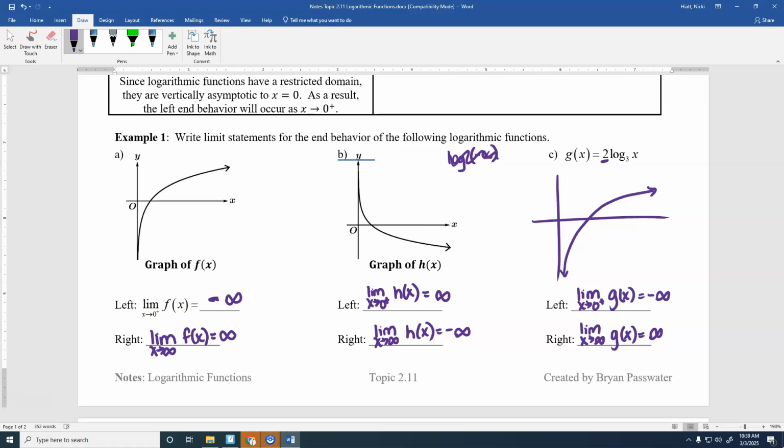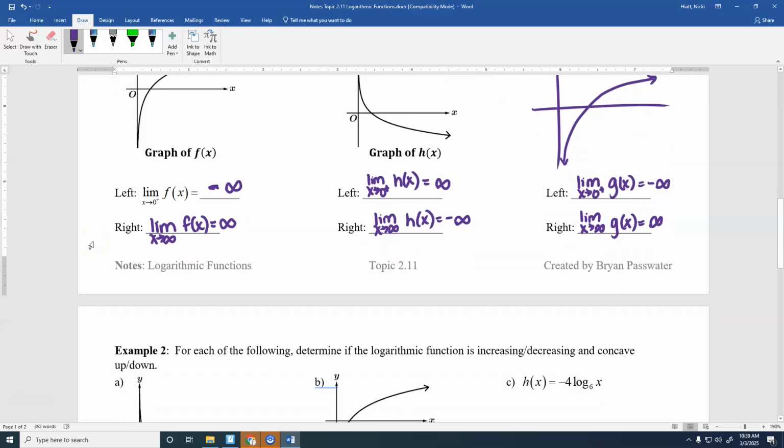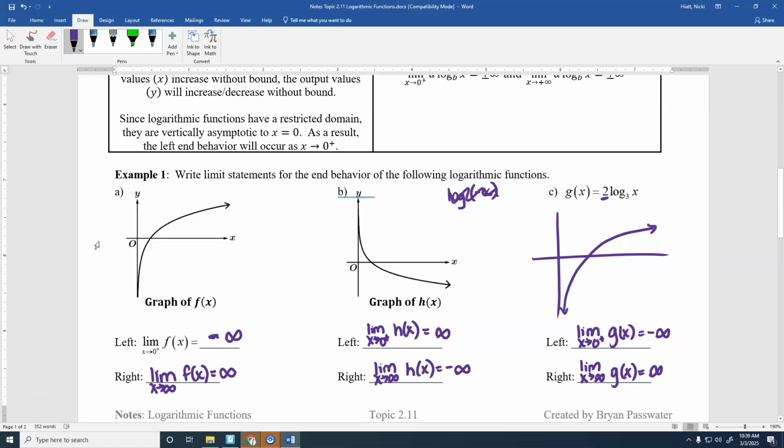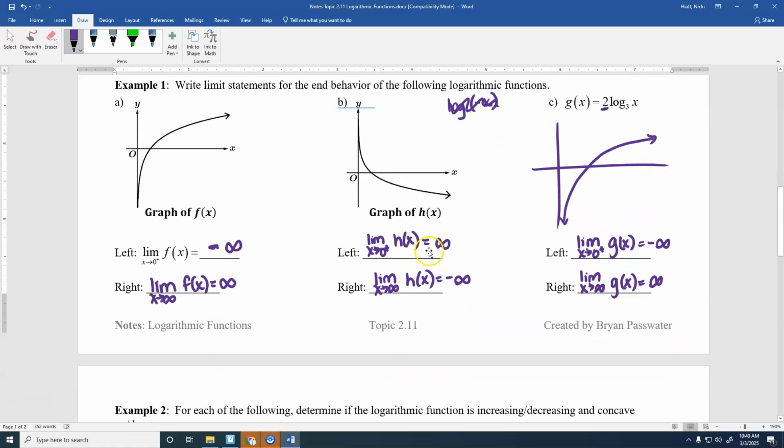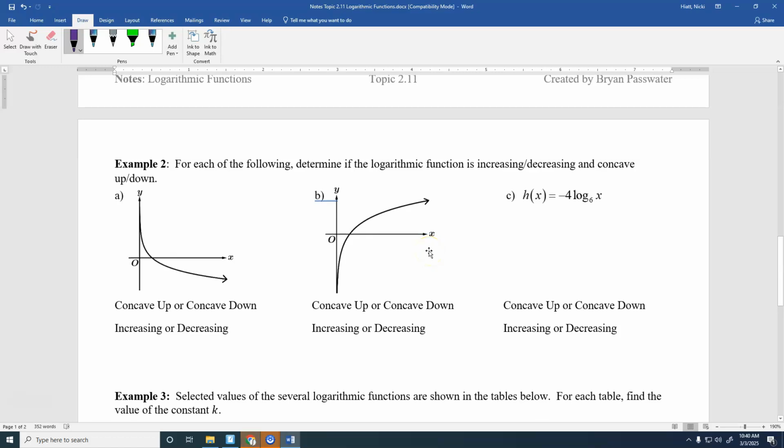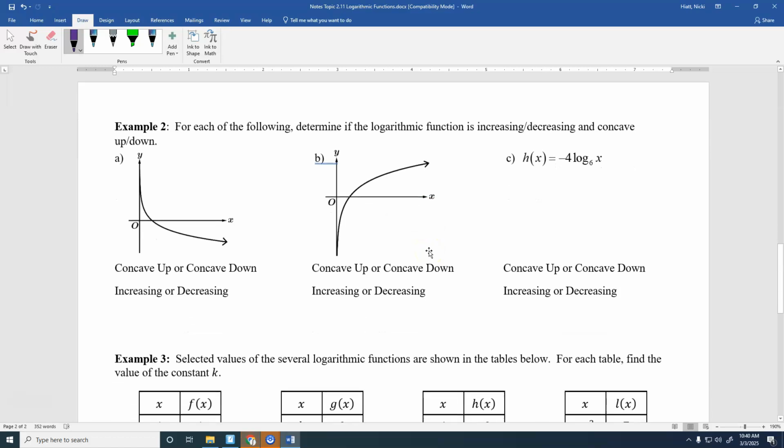Any questions? Yes. Yep. And if A is less than 0, then it would be one that's decreasing. Okay. Answer those next 3 on your own.